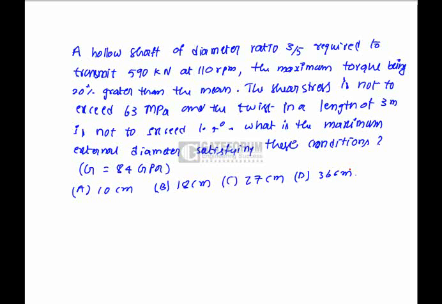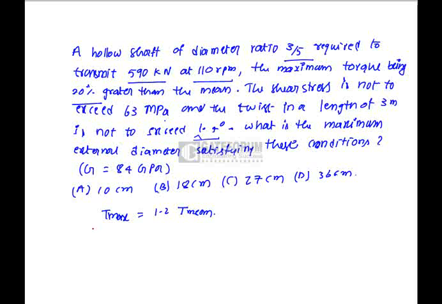If we see into the question, a hollow shaft of diameter 3 by 5 is required to transmit 590 kilowatts at 110 rpm, the maximum torque being 20% greater than the mean torque. The shear stress is not to exceed 63 MPa and the twist in a length of 3 meters is not to exceed 1.4 degrees. What is the maximum external diameter satisfying these conditions?